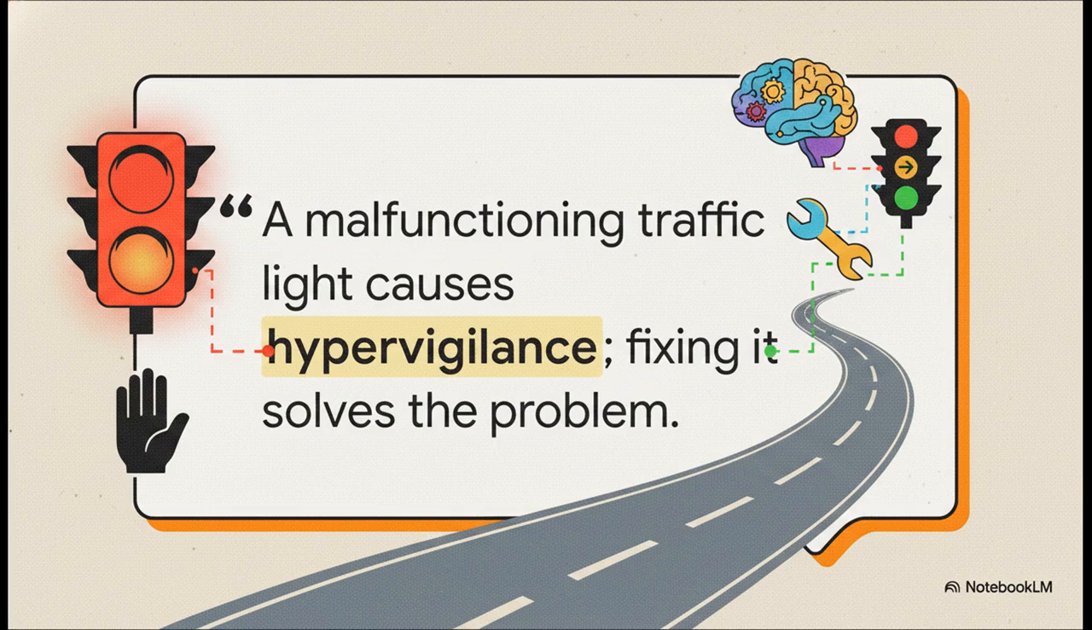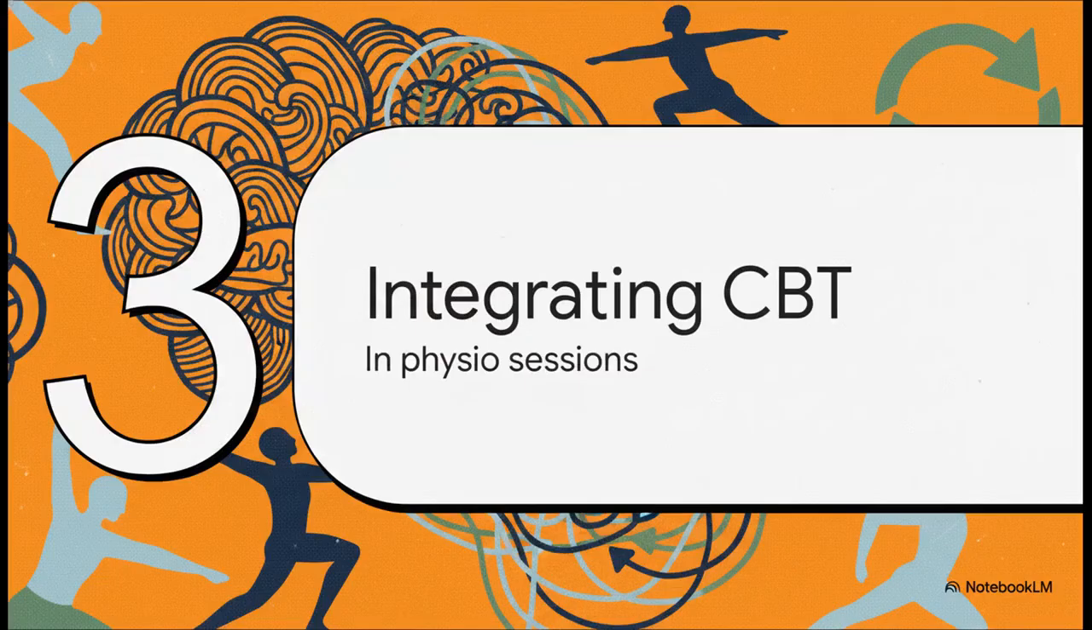This is such a powerful analogy because it externalizes the misfiring system. It validates and legitimizes their very real symptoms while making it crystal clear that the software, their warning system, can absolutely be reprogrammed.